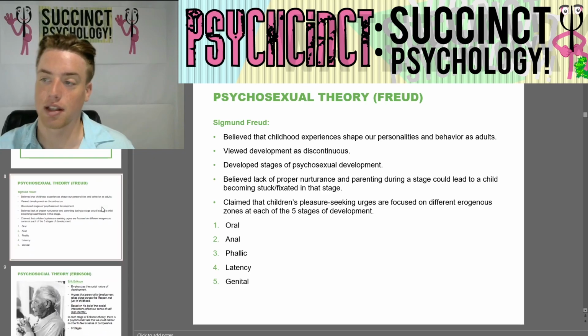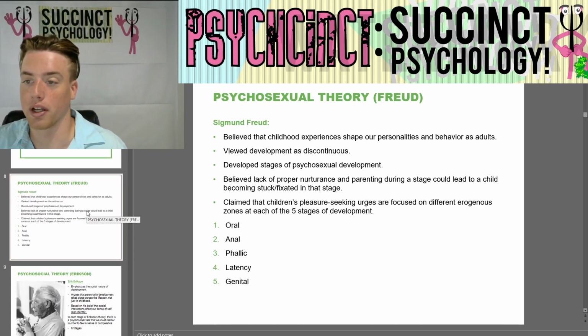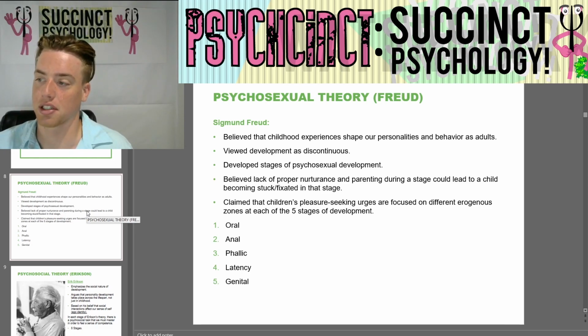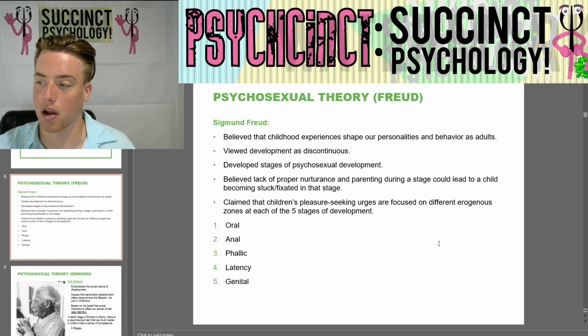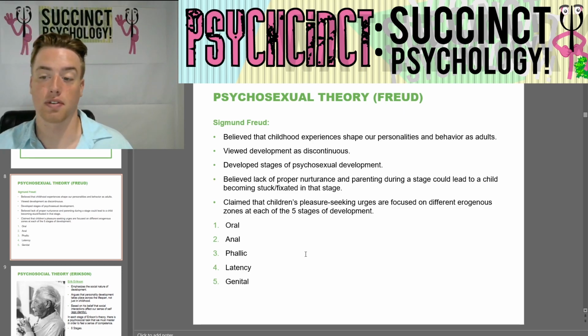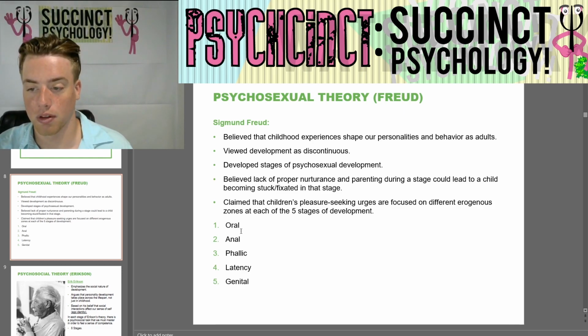Going on, the psychosexual theory, which is Freud. Sigmund Freud believed that childhood experiences shape our personalities and behaviors as adults. He viewed development as discontinuous and developed stages of psychosexual development. Freud believed lack of proper nurturance and parenting during a stage could lead to a child becoming stuck, or fixated, in that stage. And he claimed that children's pleasure-seeking urges are focused on different erogenous zones at each of the 5 stages of development. So, you have oral, anal, phallic, latency, and genital.